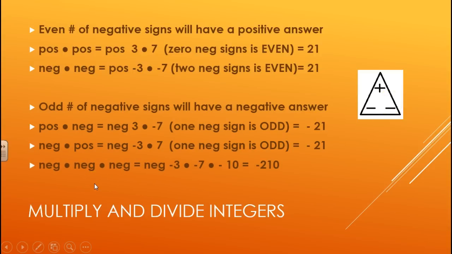Now, this can work no matter how many negatives you have. If I have a negative times a negative times a negative, that's 3 negative signs. That's an odd number, so that's going to be a negative answer. If I had a negative times a negative times a negative times a negative, with 4 negative signs, positive answer, and so on and so forth. No matter how many negative signs I have, if it's an even number of negative signs, positive answer. Odd number of negative signs, negative answer.